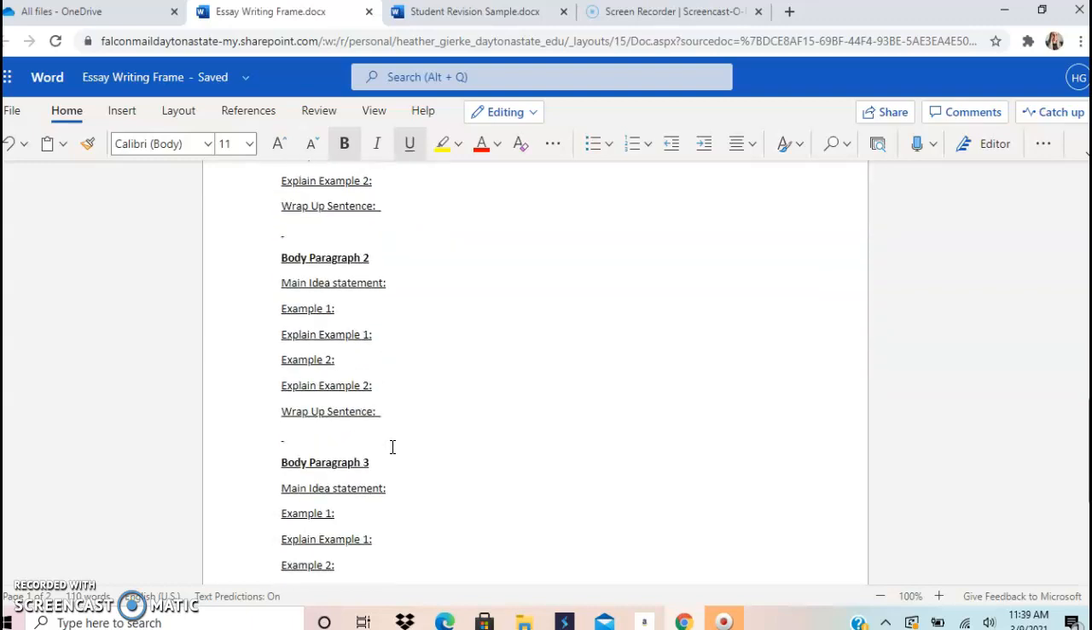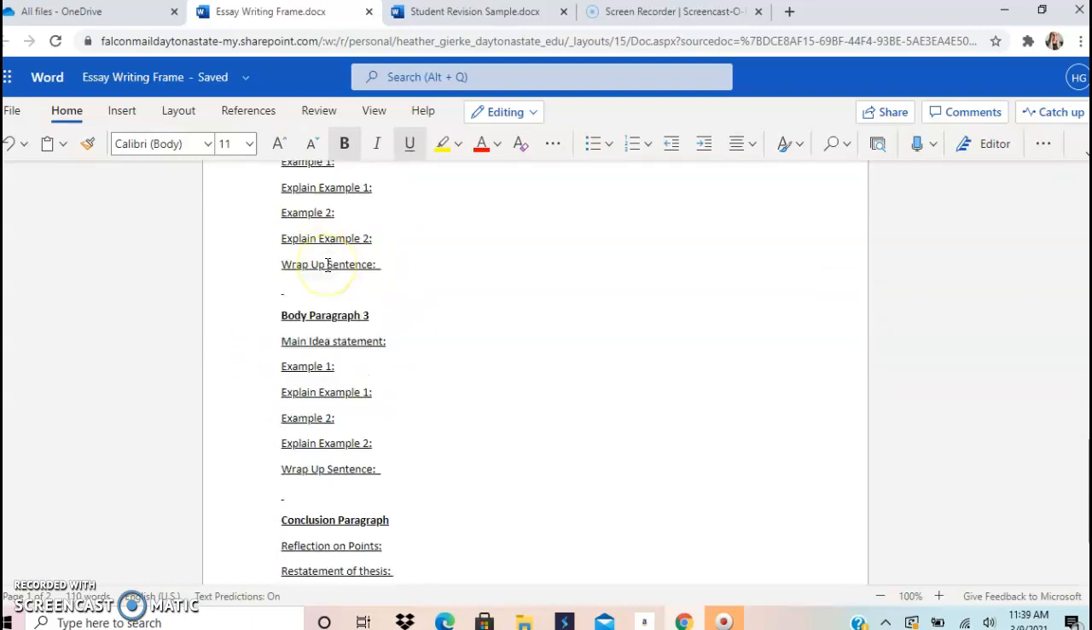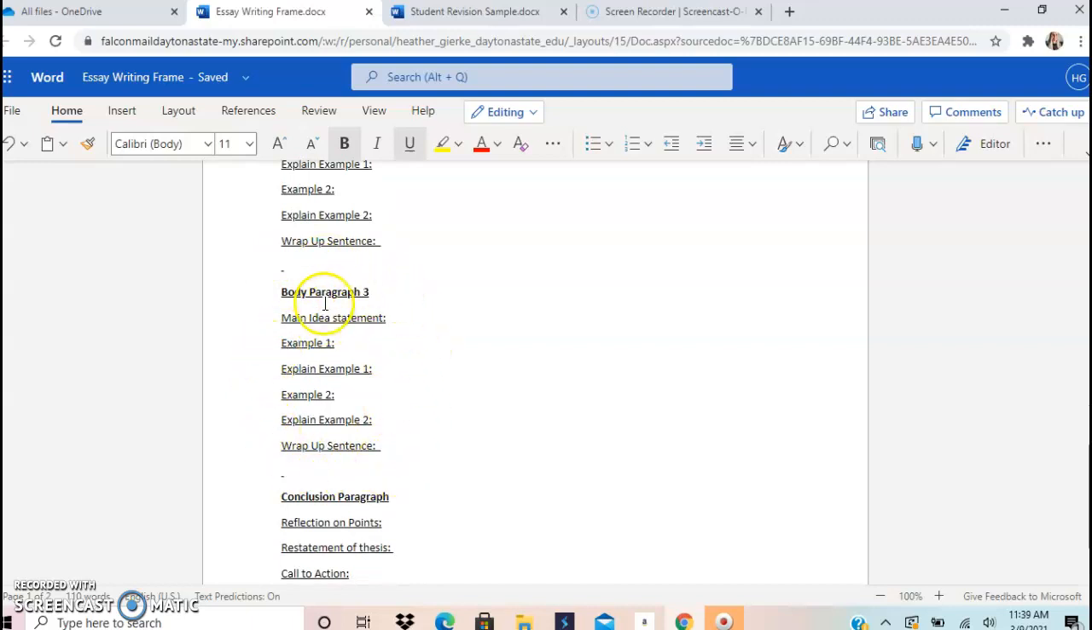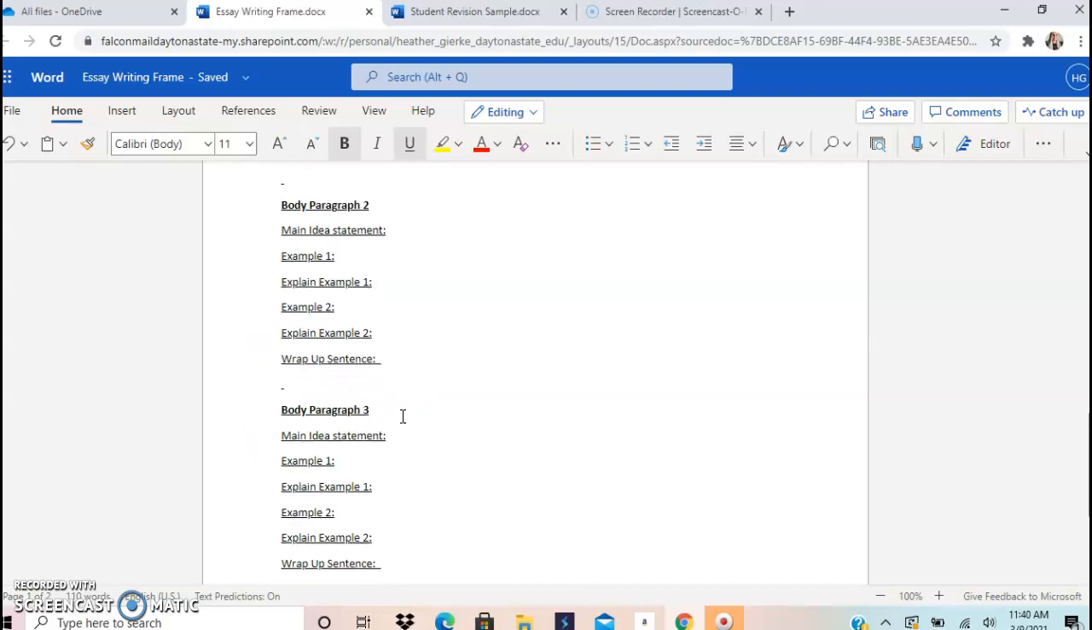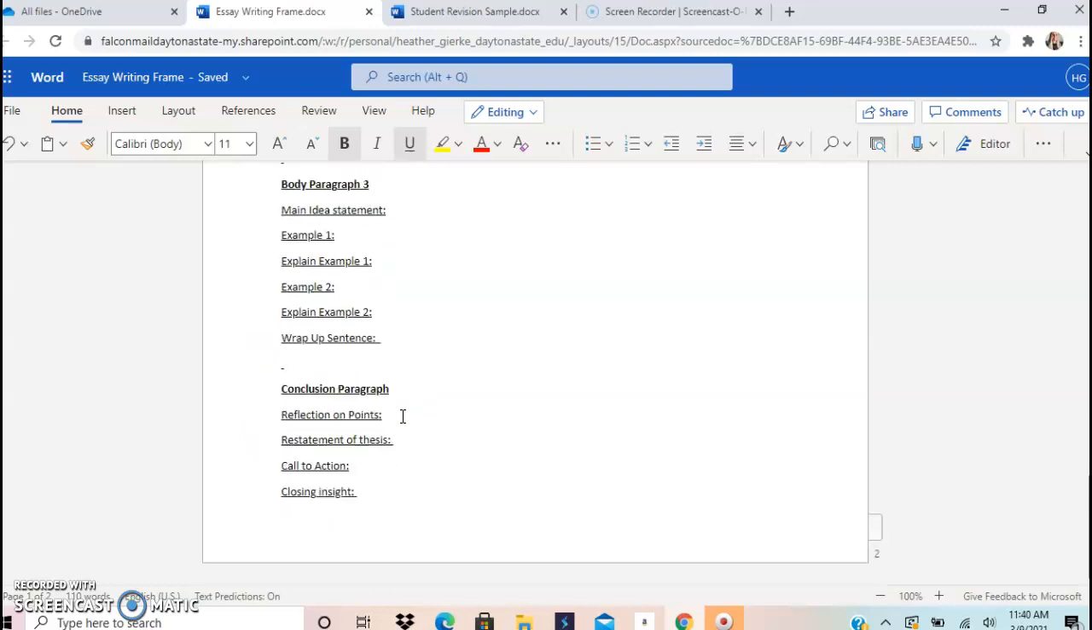So we'll come up with some examples of these, but as you can see, each of the 3 body paragraphs follows the exact same layout, right? But each of the body paragraphs is correlating with one of the reasons from the outline. And then finally, our conclusion paragraph, right? We are reflecting on the points that we've made, okay? We are restating our thesis. We are calling our audience to action, and we're offering some closing insights.